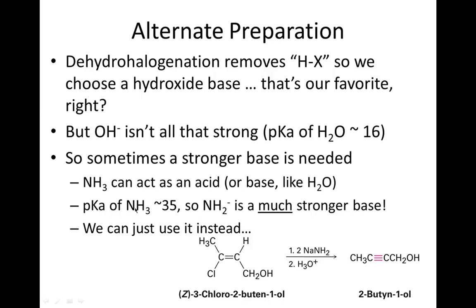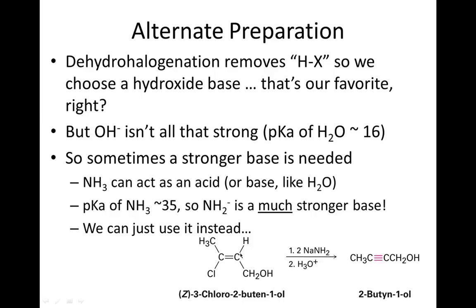The pKa of ammonia, not in water, just plain ammonia, is about 35. So that's a lot stronger than water, whose pKa is about 16. So if you have some of this, then you can use that base. And so it comes as a salt just like hydroxide does. Or you can make it if you need to. And so we can take out the elements of HX here.